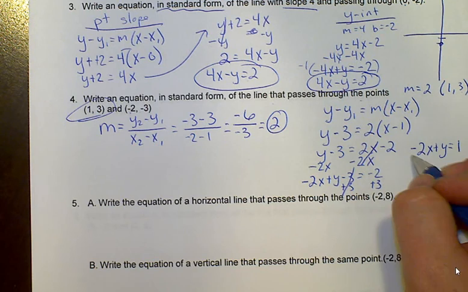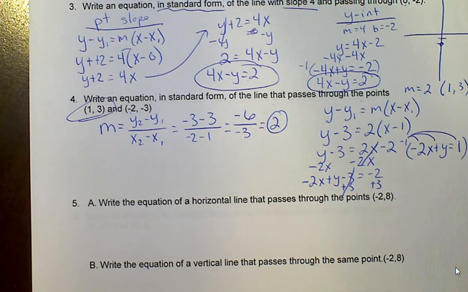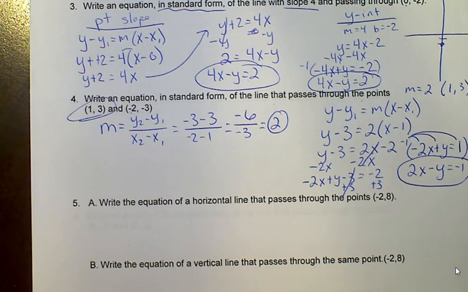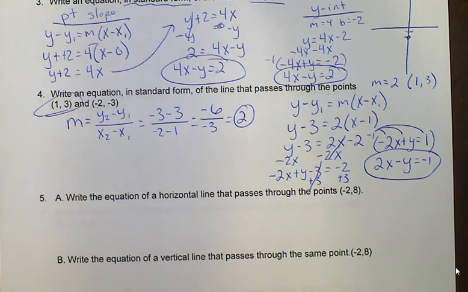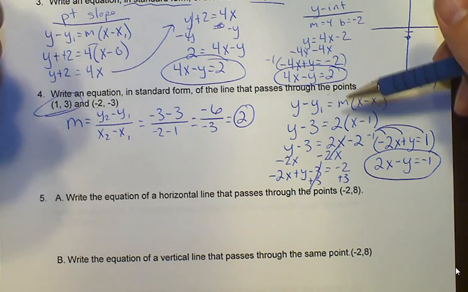Okay, and again, I can't have that leading term be negative, so I got to multiply this whole thing by negative 1. Okay, so I get 2x minus y equals negative 1. Okay, if you got to pause this and rewind it to see it again, just to be sure, go ahead and do it.